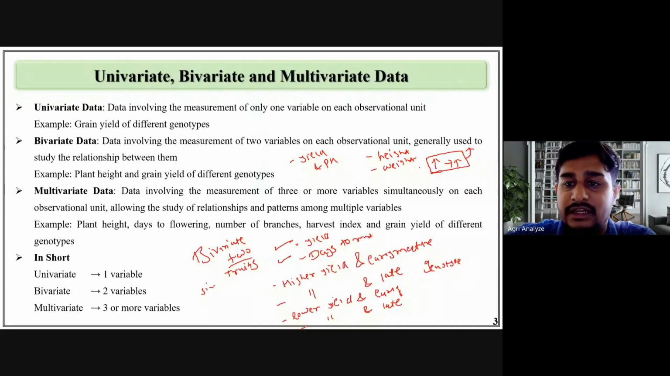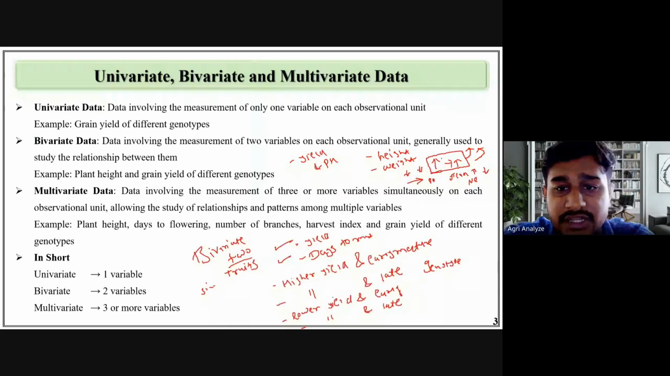Like, if the height of the student decreases, then the weight of the student also decreases. So this is the positive correlation. It means the direction of both variables is the same. So this is positive, and another is, if yield increases, then plant height decreases. So this is the negative correlation. That type of relation is shown in bivariate data. So bivariate data uses two variables at a time. That's why it is bivariate data.